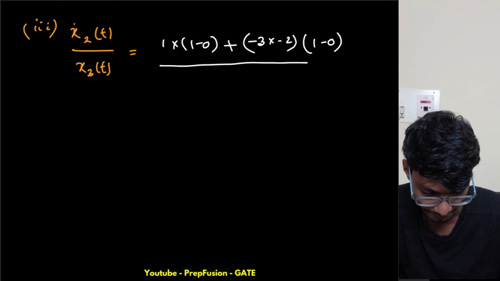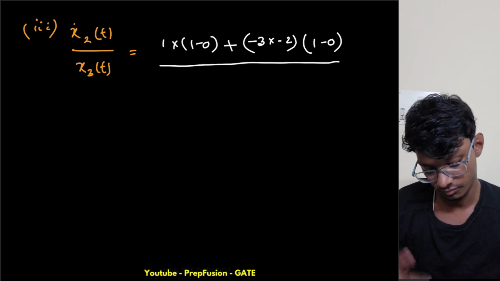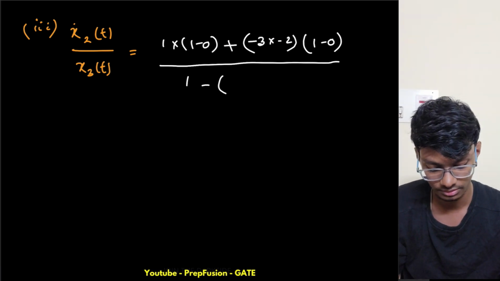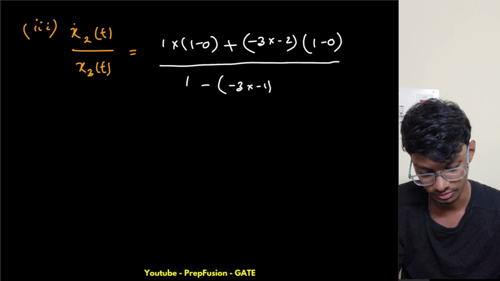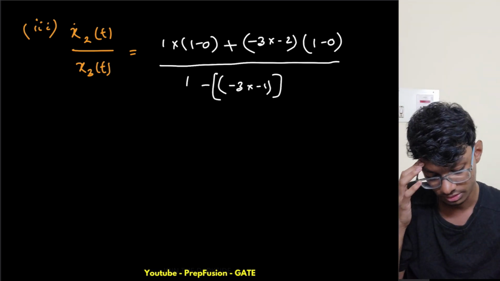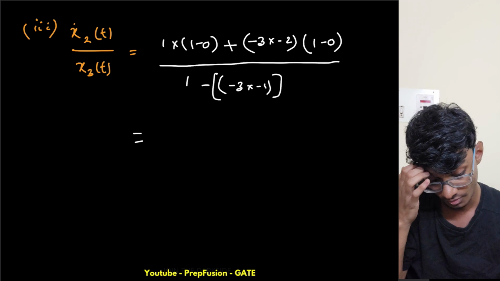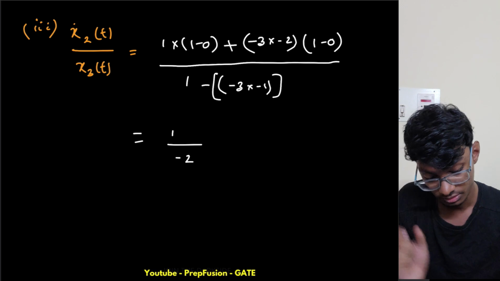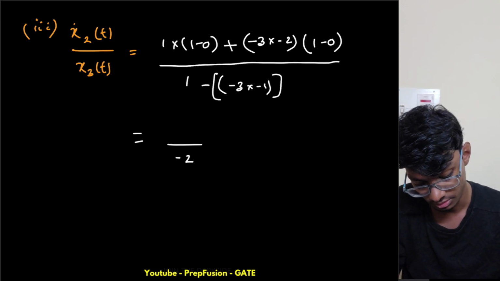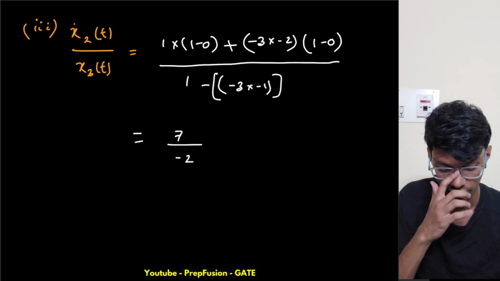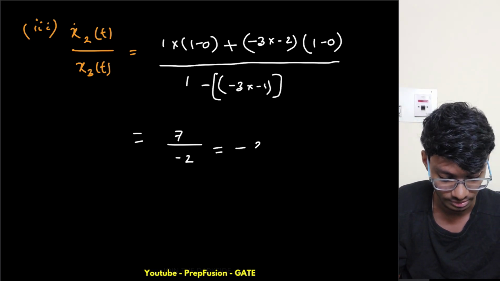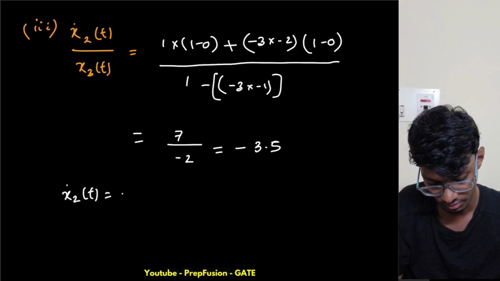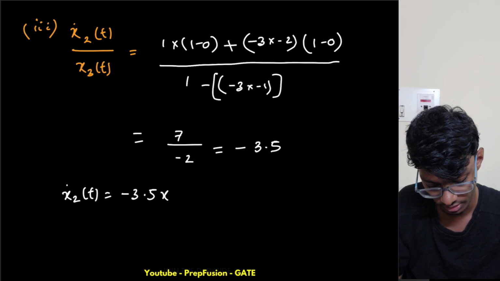This is 1 minus 0. And what is the determinant? Again, the loop gain, right? So simply 1 minus -3 into -1. So in the denominator we have again -2, and in the numerator we have 1 plus 6, which is 7 by 2. So what is my answer? My answer is minus 3.5. So x2 dot of t equals minus 3.5 x3 of t.